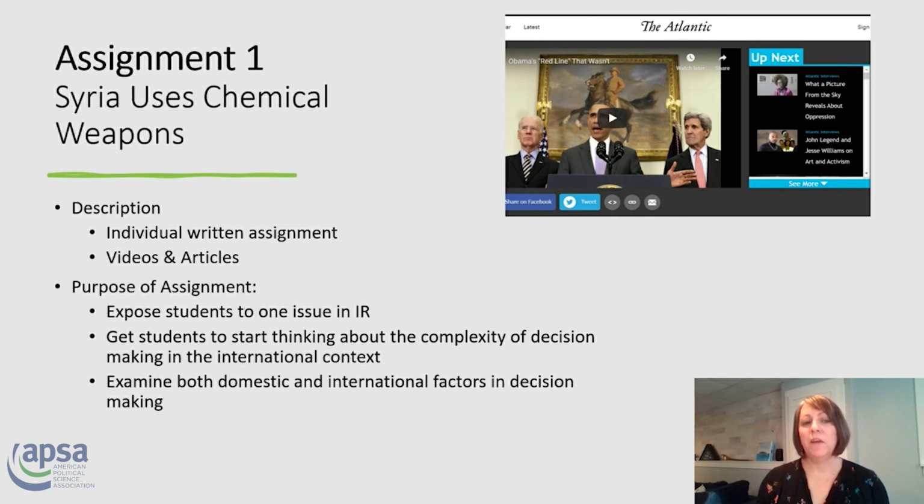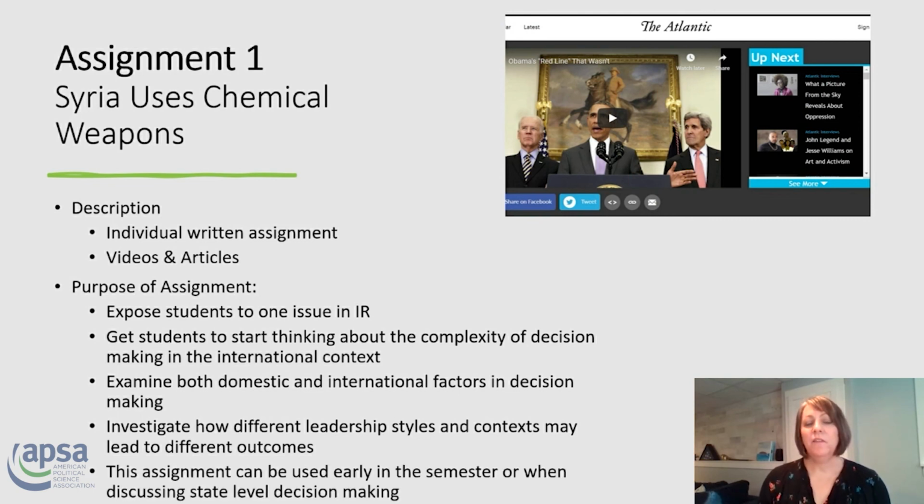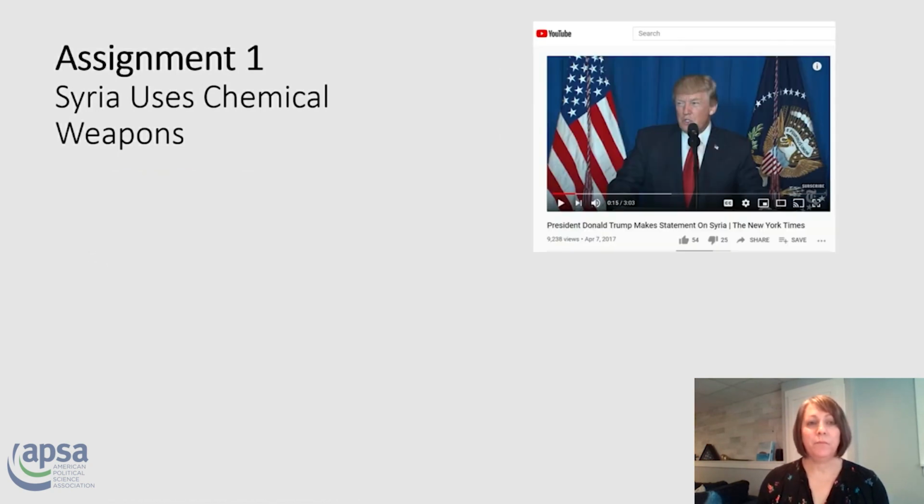It also helps them examine the domestic and international factors that can affect decision-making, and look at how different leadership styles and different approaches to international relations, different theoretical approaches, can lead to very different outcomes. This assignment can be used early in the semester, as I said, to talk about the complexities of international relations, or you can use it later in the semester when you talk about state-level decision-making.